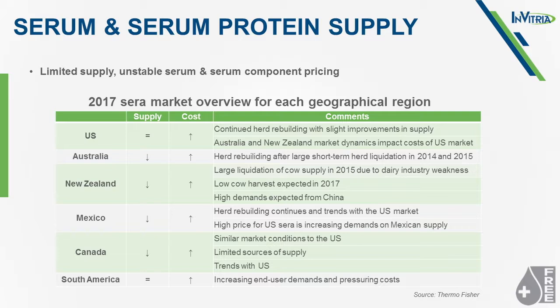In New Zealand and Australia, the herd size is dropping. In Mexico and Canada, the increased demands of the U.S. are reducing the supply in these countries. In the U.S., the supply is actually expected to stabilize. However, in every country noted in this table, you can definitely see an increase in the cost of the supplement. This is presumably due to the overall decreasing supply globally.